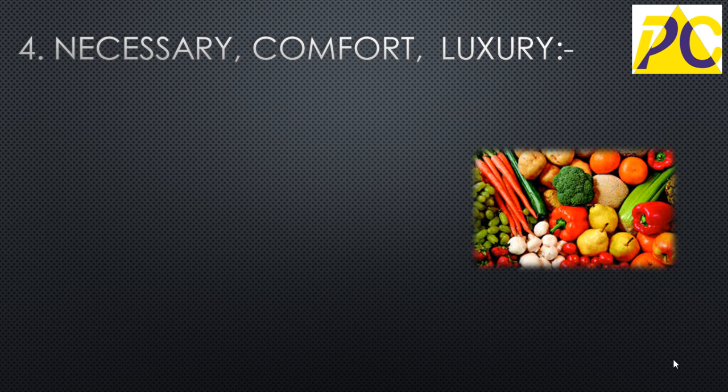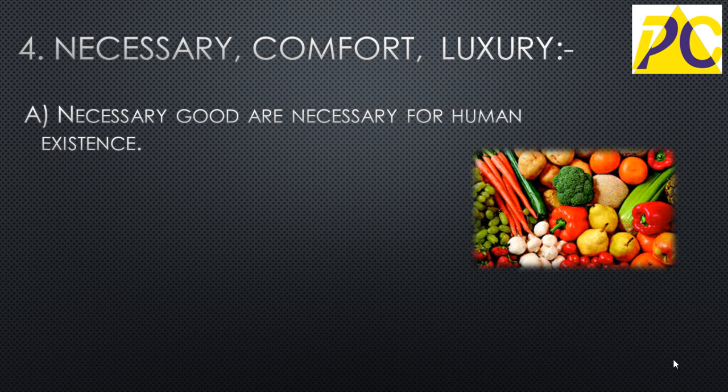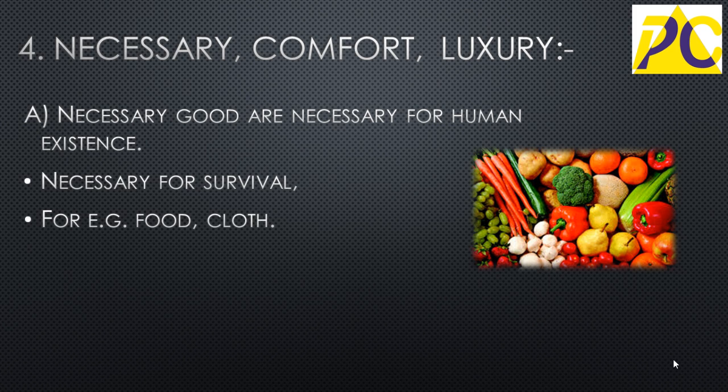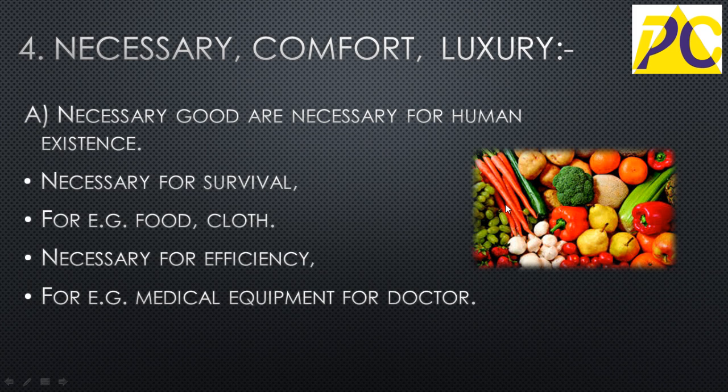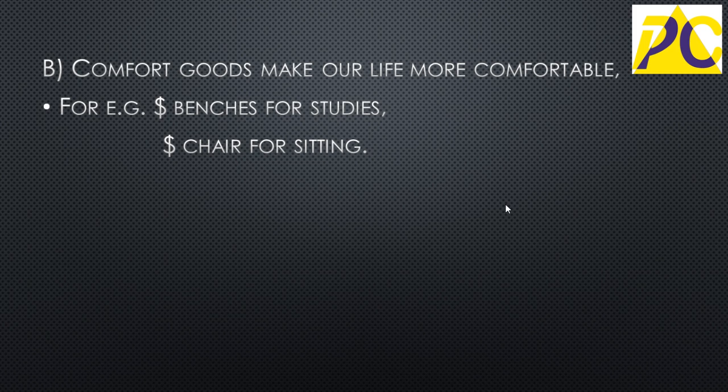Next classification is necessary, comfort and luxury. By the time you have seen the picture, you will understand necessary goods are necessary for human existence. Let us see an example. They are necessary for survival. For example, as the picture makes clear: food and cloth. Moreover, the second type of necessary goods is necessary for efficiency. Medical equipment for a doctor is necessary for efficiency.